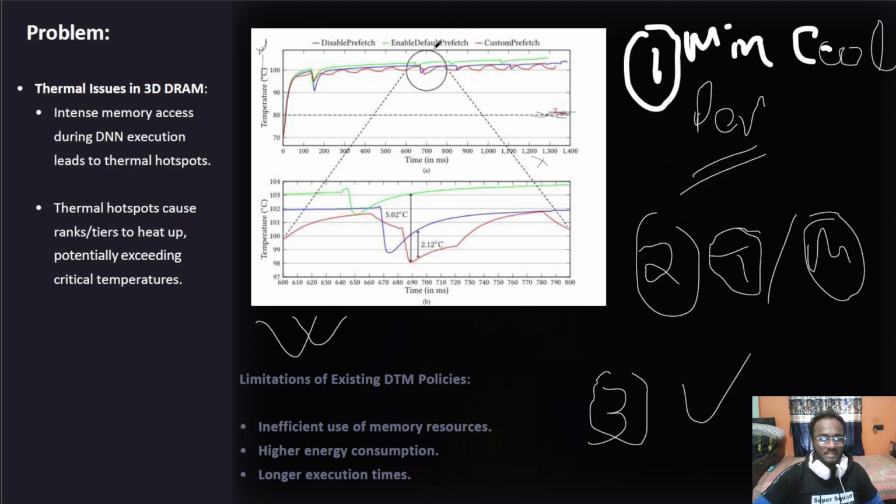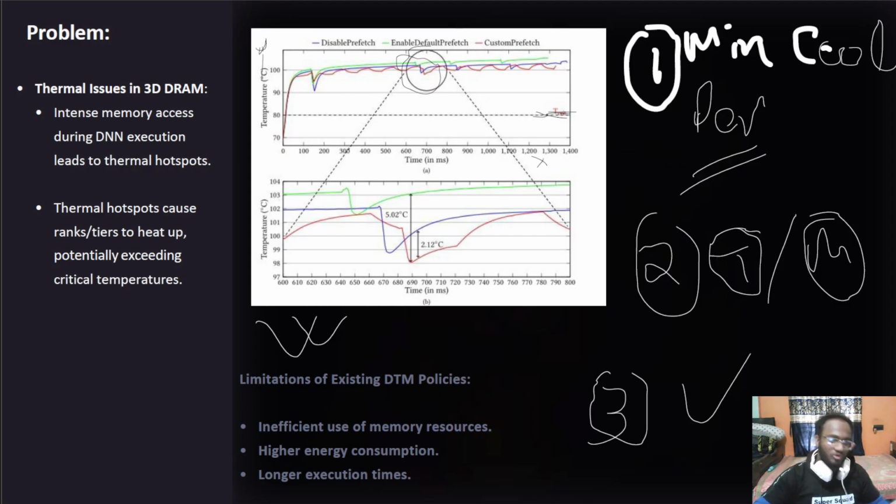If we look at this area particularly, this is a zoomed version of this area. The green line depicts our default, enabled default prefetch. If we see the green line, the default prefetching maintains a higher temperature throughout the timeline. Although it does not oscillate as much as the disable prefetch, it struggles to stay below the critical threshold due to the aggressive prefetching and sustained heat accumulation. If we zoom in, we can see some kind of degradation of the temperature.